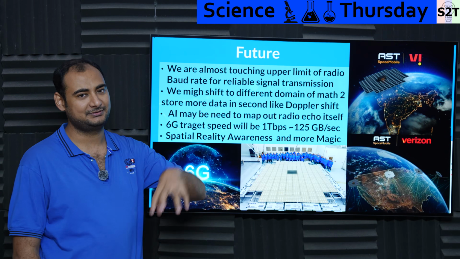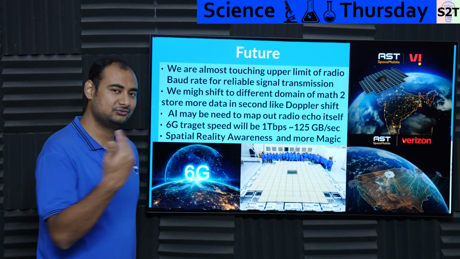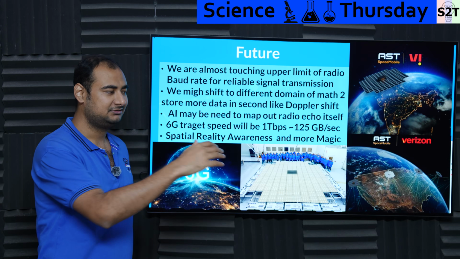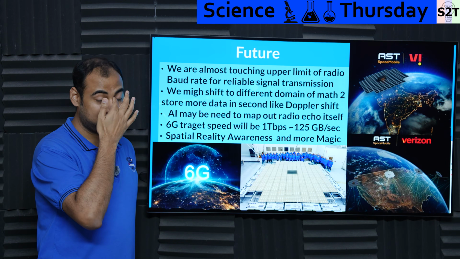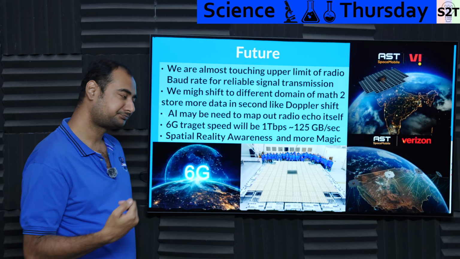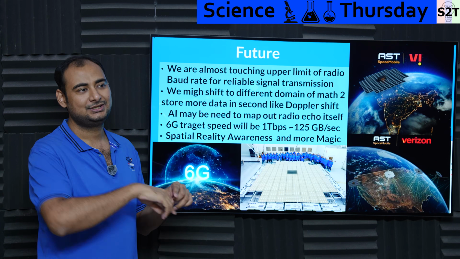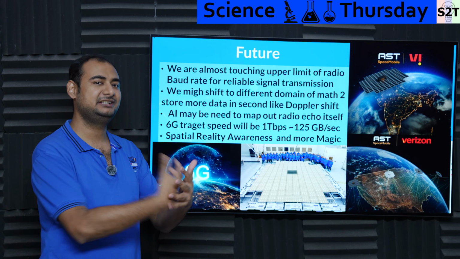The current domain that people are working on is Doppler shift. The idea is, as you are moving along and the signal is bouncing around, it has a Doppler shift in it because again, it took a longer path. So they're like, what if we use Doppler as a different domain? Like how we had I and Q, what if the Doppler domain becomes another data point? And using that domain, we can reinforce the signal.